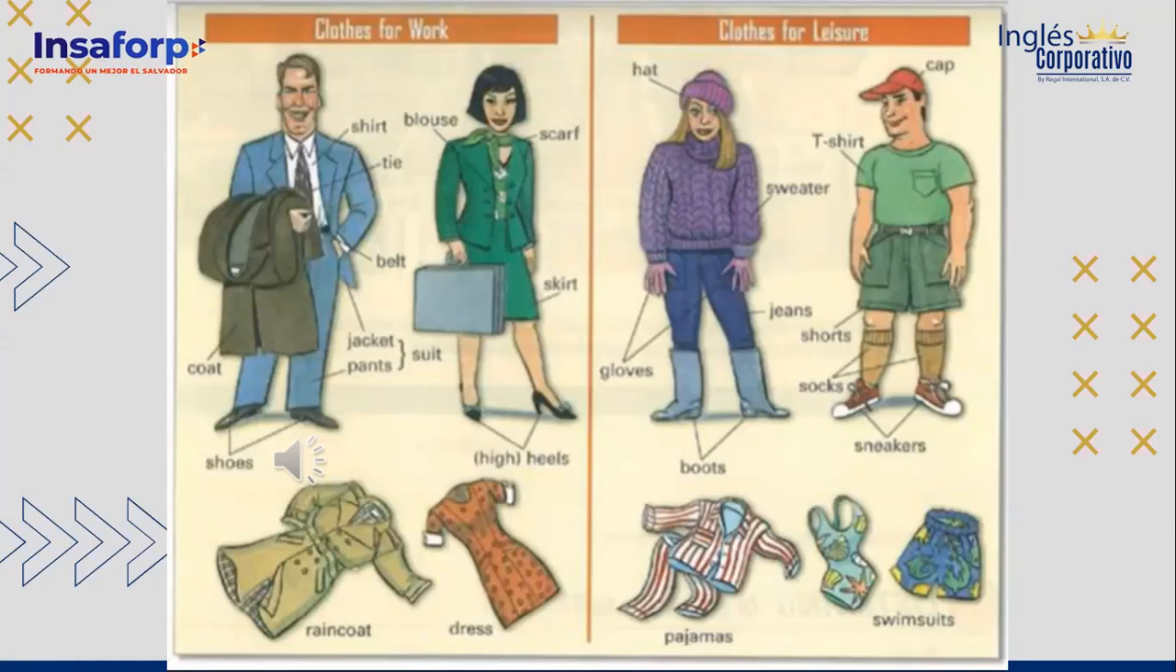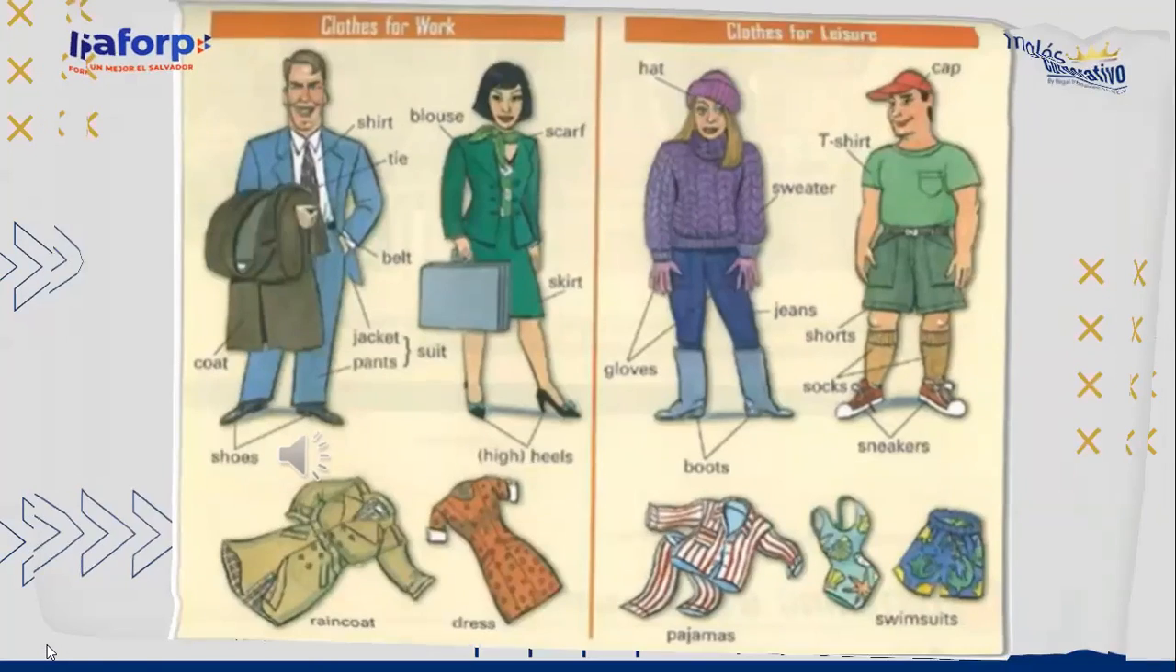Swimsuits. Okay, now we have in this part of the leisure time clothes, para el tiempo libre. That is the meaning of leisure, tiempo libre. So sometimes we use hat, sweater, gloves, boots, and jeans. In the case of the men, we use cap, t-shirts, shorts, socks, and sneakers, and also pajamas and swimsuit. So that's it. Now, can you help me please to name these? Let's go to the next slide, please, and help me to name the following clothes.